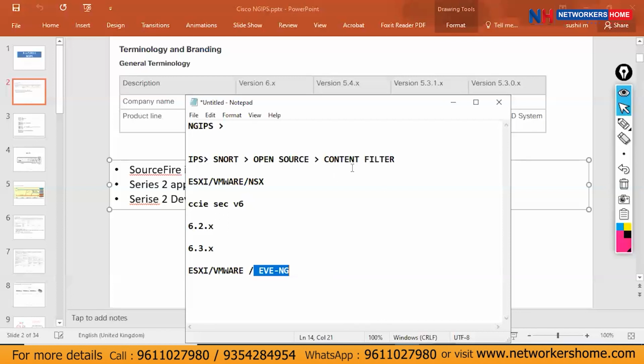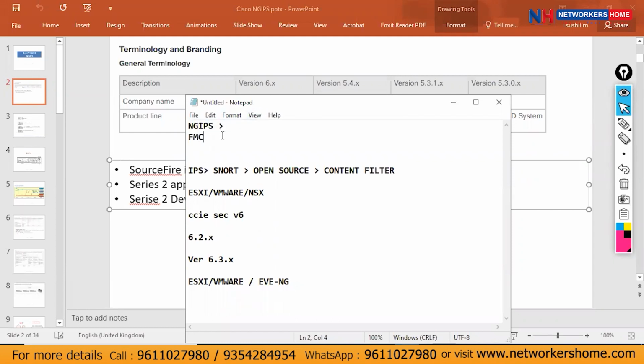So let's continue with our class. I was talking about the current version. This is the current version that I'm going to use, that's your 6.3. Now, when I talk about the version, you need to think about two devices over here. One is the NGIPS. Another device would be FMC. See, we have two devices that we have to go through to do a complete lab of NGIPS.